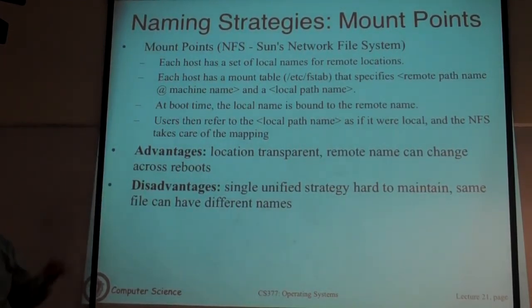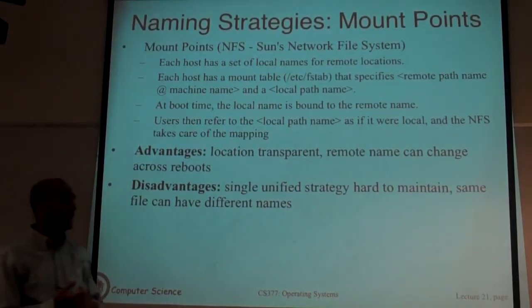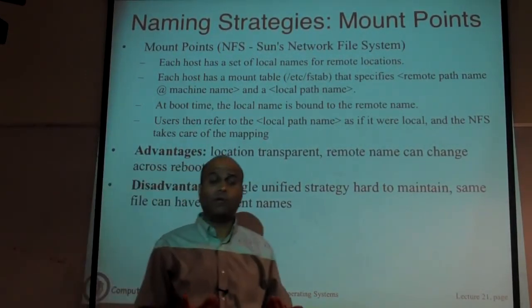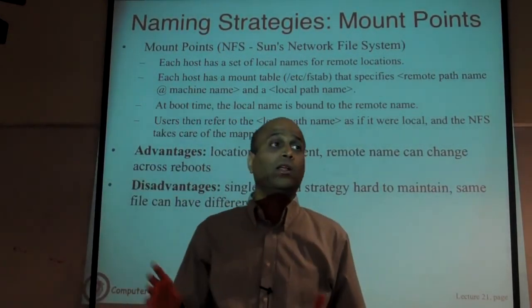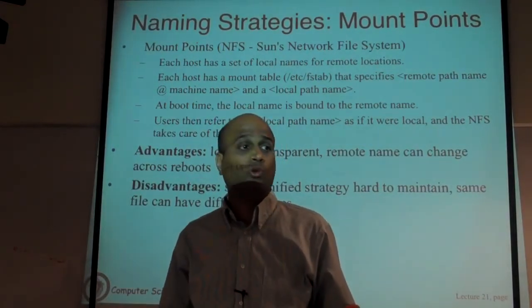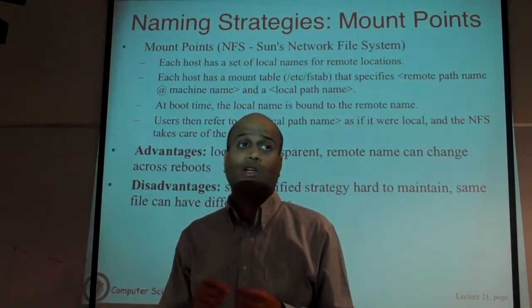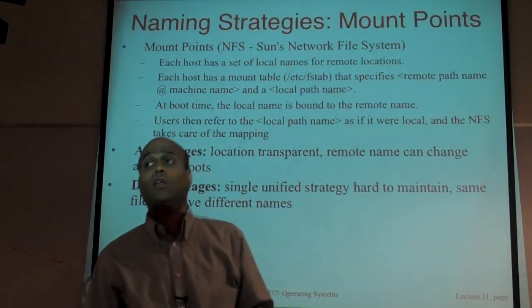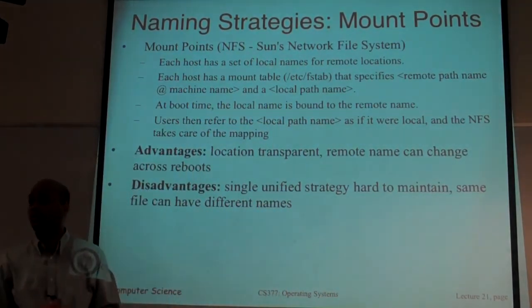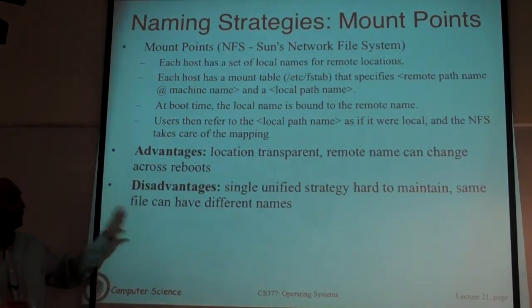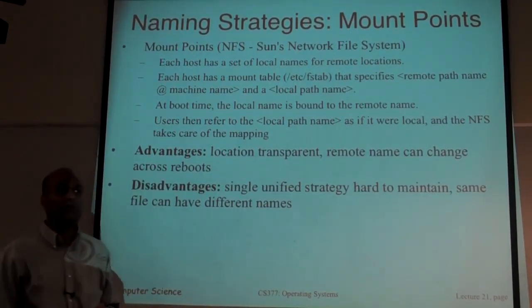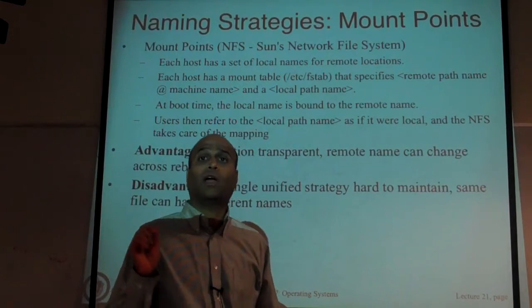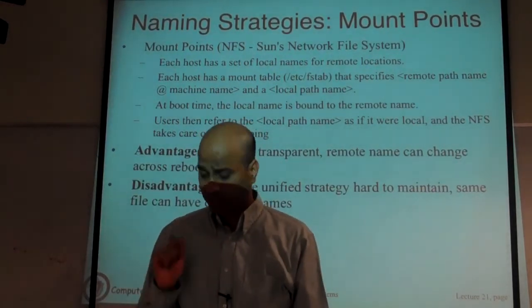The disadvantage is this unified strategy is hard to implement because the same remote file can have 2 different names on 2 different machines depending on what the mapping is. In one place you can mount it at one location, on another machine you can mount it at another location. And this will make it much harder for users to figure out how to access a remote file.